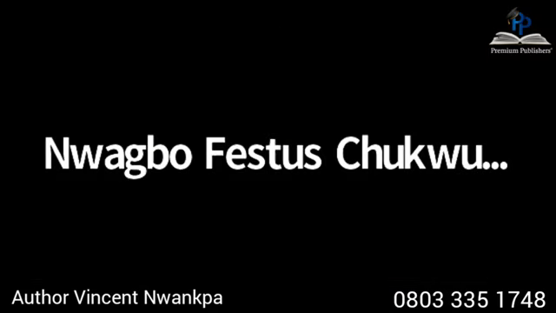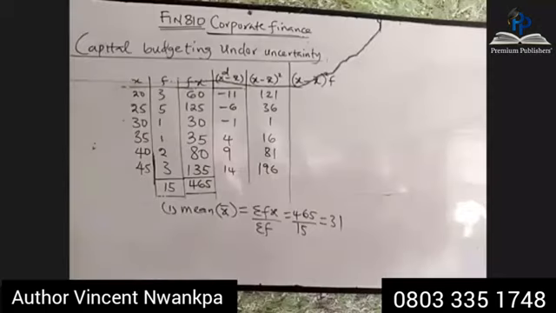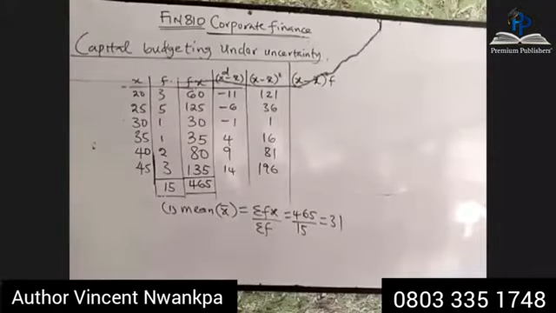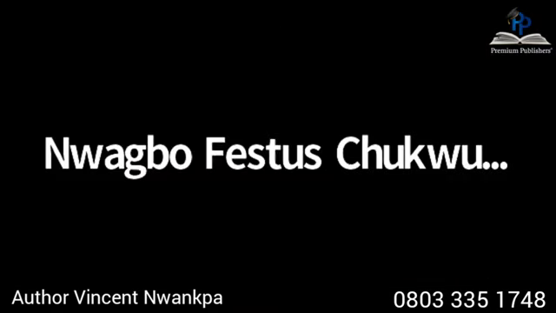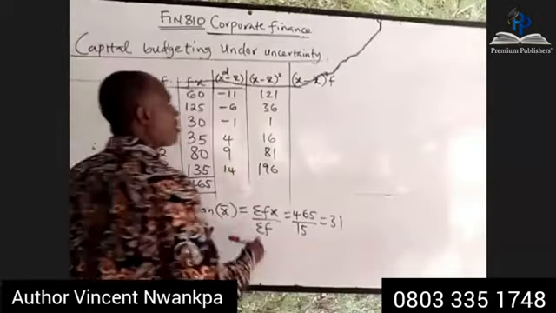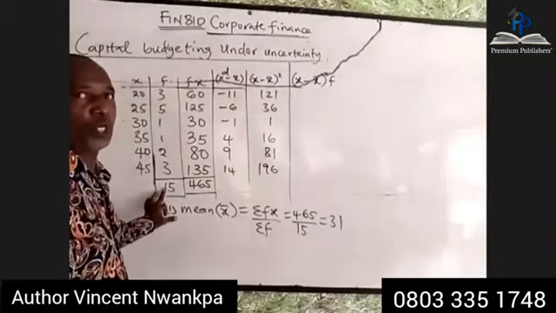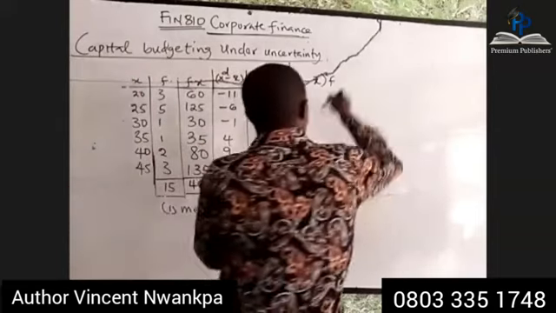Is it the standard deviation or the variance? You must get the variance first before you find the square root of the variance to give you the standard deviation. So we are multiplying after getting the deviation square. We still multiply by the frequency because it's quite different.